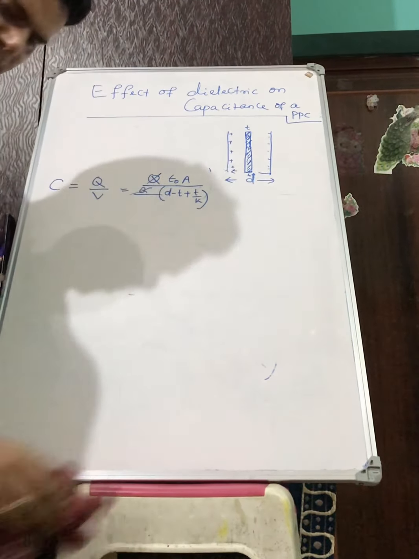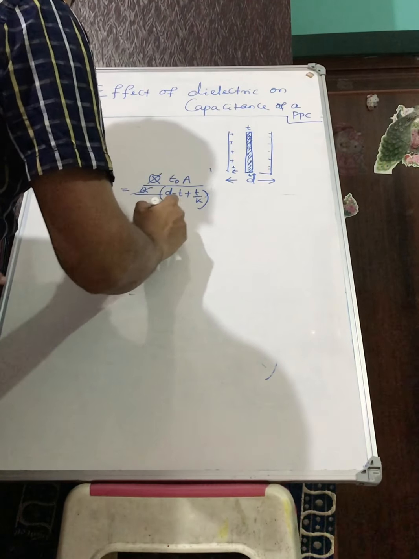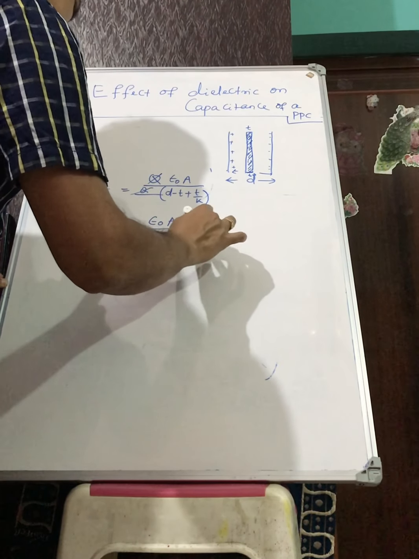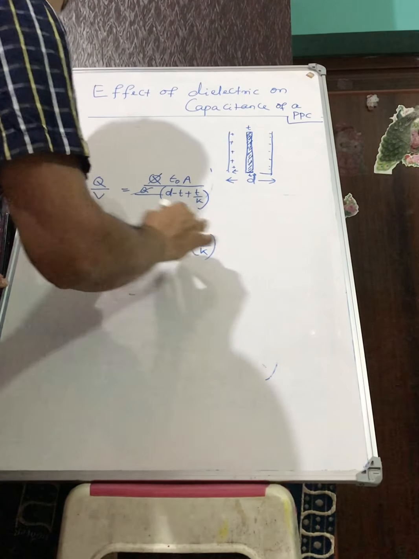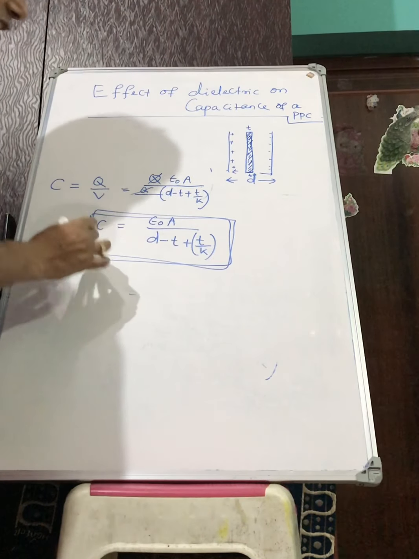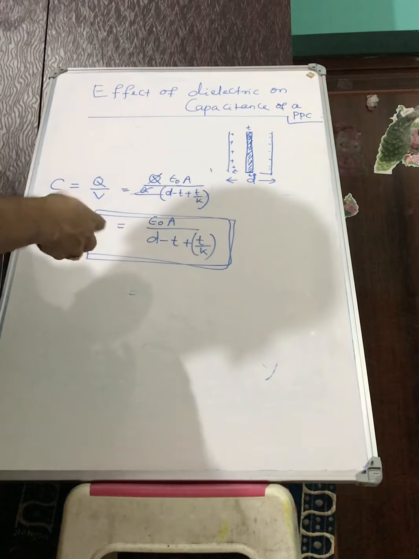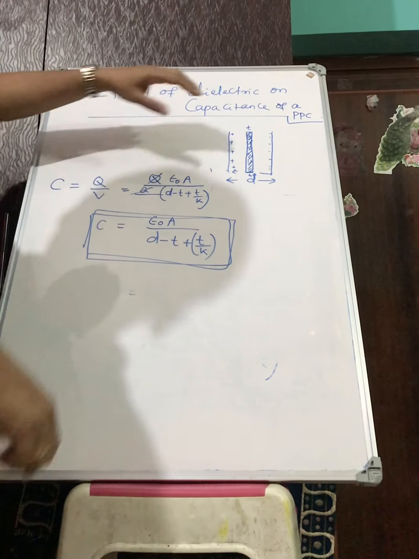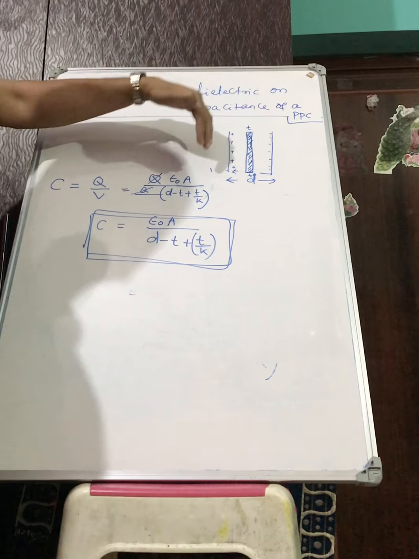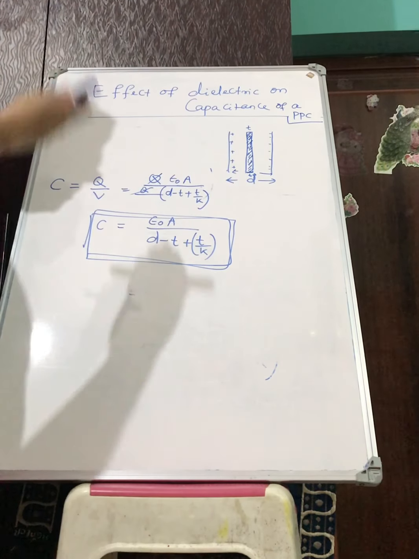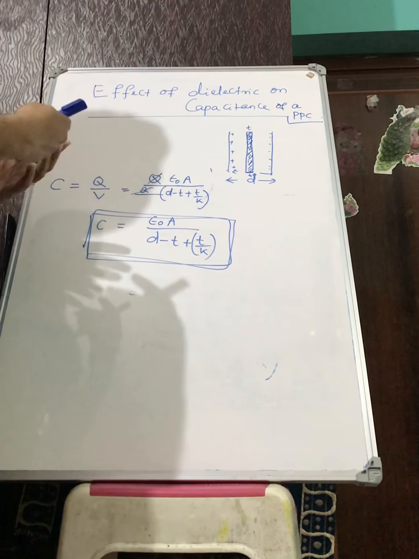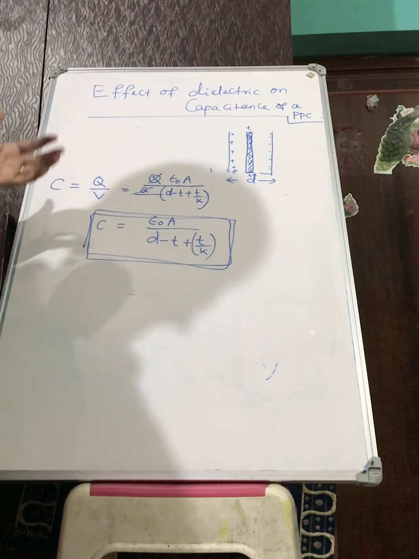So we will get the capacitance equal to epsilon 0 A by D minus T plus T by K. This is actually an important formula which we will be using for solving certain problems, also some further discussions. When we place a dielectric of thickness T between the plates of a capacitor, its capacitance becomes this. From this, it's not very clear whether it increases or decreases. In fact, the capacitance increases.